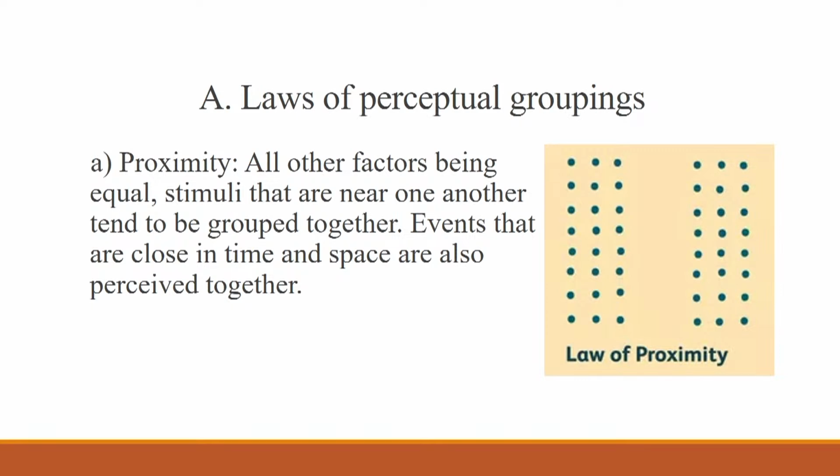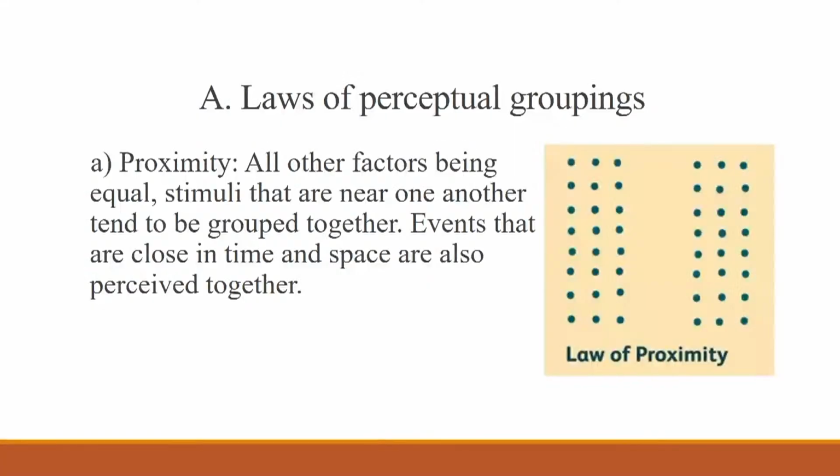Basically you are not seeing multiple dots, but you are seeing two rows. Because the dots are arranged in proximity, we can understand here that perception is happening in terms of proximity. So the dots which are closer together, we perceive them as belonging to a single row, whereas the other dots, because they are near to each other, we believe are forming another row.